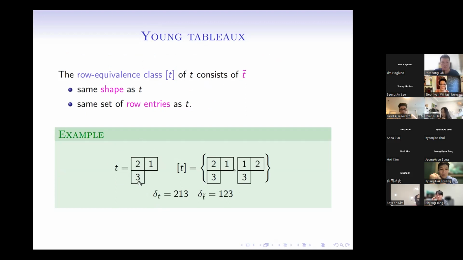If this is our favorite little tableau here, and we want to look at its row equivalence class, well, it's going to contain itself, and then the only thing you can do in order to have the same set of row entries is switch this 1 and 2, which gives us this tableau right here. Because it's going to be useful on the next slide, we're also going to calculate the associated permutation, which remember is just read by rows. So for this one I get 2, 1, 3, and for this one I get 1, 2, 3. Done.